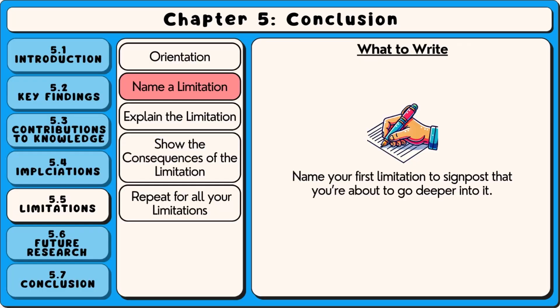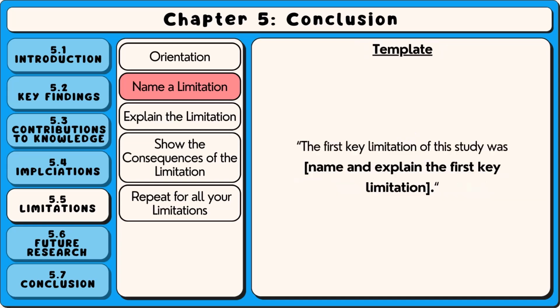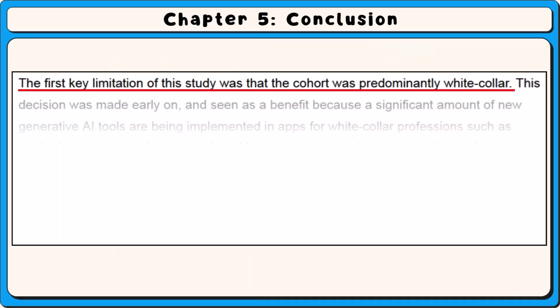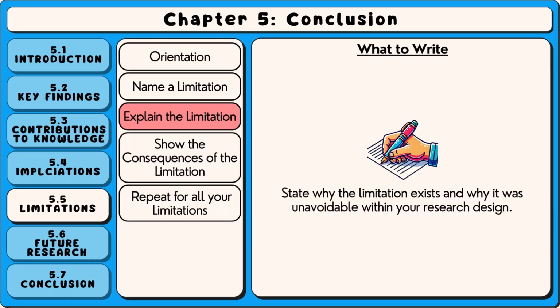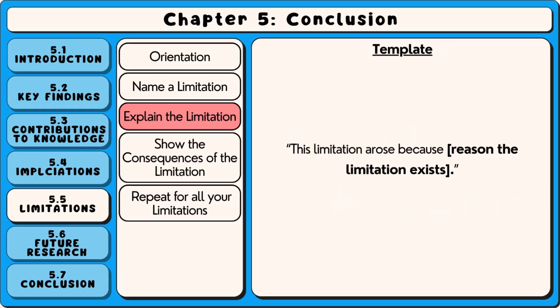Next, zoom in on one specific limitation that you are able to go deeper into. Here's a template. The first key limitation of this study was, and then name and explain the first of your limitations. Here's an example. The first key limitation of this study was that the cohort was predominantly white collar. Next, explain your limitations, state why the limitations exist, and why they were unavoidable. Here's a template. This limitation arose because, and then explain the reason the limitation exists.